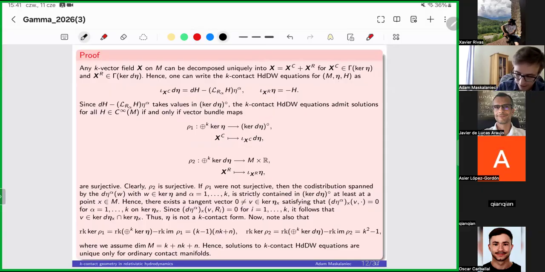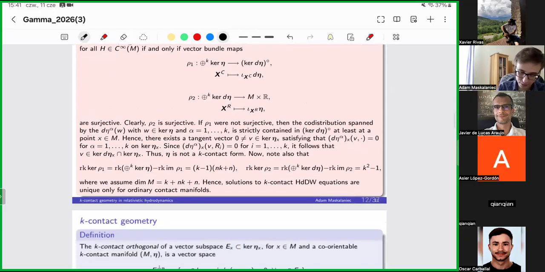So what remains to be calculated is the dimension of the kernel of rho 1 and the kernel of rho 2 that gives us this number of degrees of freedom. Because this modification by some elements from the kernel essentially amounts to another solution of our Hamilton-de Donder-Weyl equations.